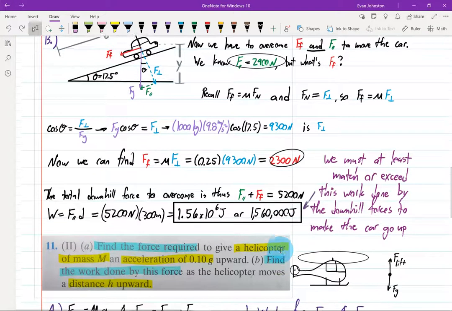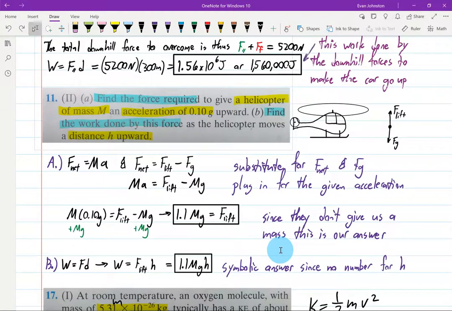All right. So now number 11 is this helicopter. This is a great one because we looked at some helicopter questions back in Unit 2. We're now looking at it in terms of energy. We want to find the force needed, the force required to give a helicopter of mass m an acceleration of 0.10 g. So this is kind of odd.